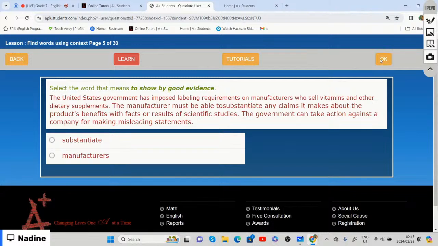And now we need to select the word that means to show by good evidence. The United States government has imposed labeling requirements on manufacturers who sell vitamins and other dietary supplements. The manufacturer must be able to substantiate any claims it makes about the product's benefits with facts or results of scientific studies. The government can take action against a company for making misleading statements. So we basically need to select the word that means to show by good evidence. So is it substantiate or manufacturers?